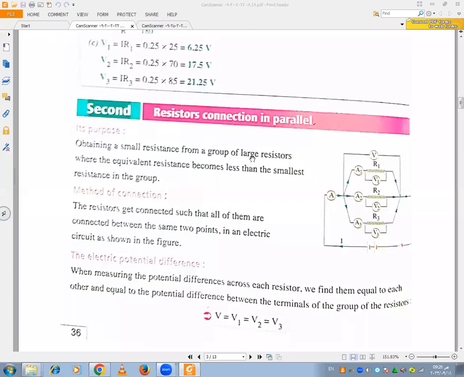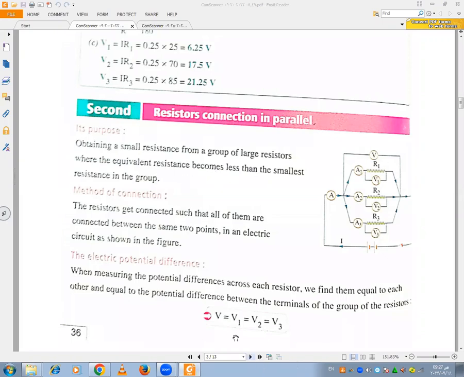Hello, my dear students. Today we'll complete our lesson, resistor connection. Last week we talked about series connection. What does it mean? Resistances connected in series means that they are connected in the same wire.